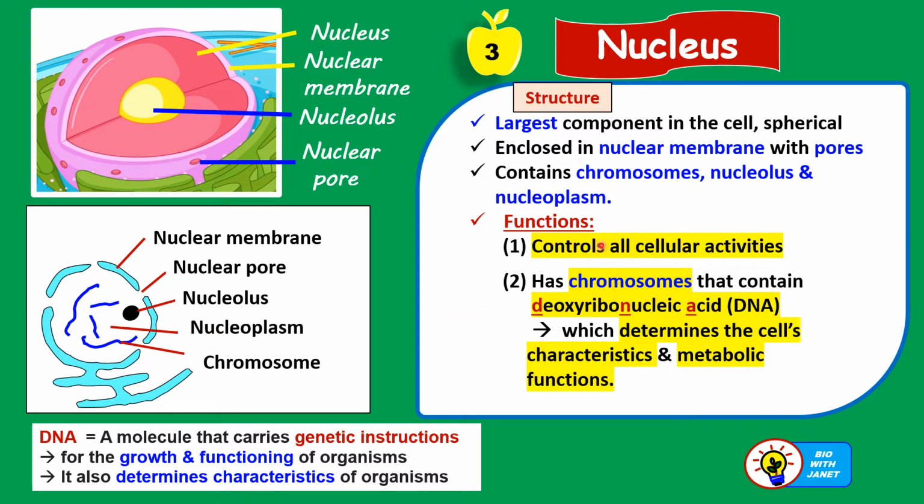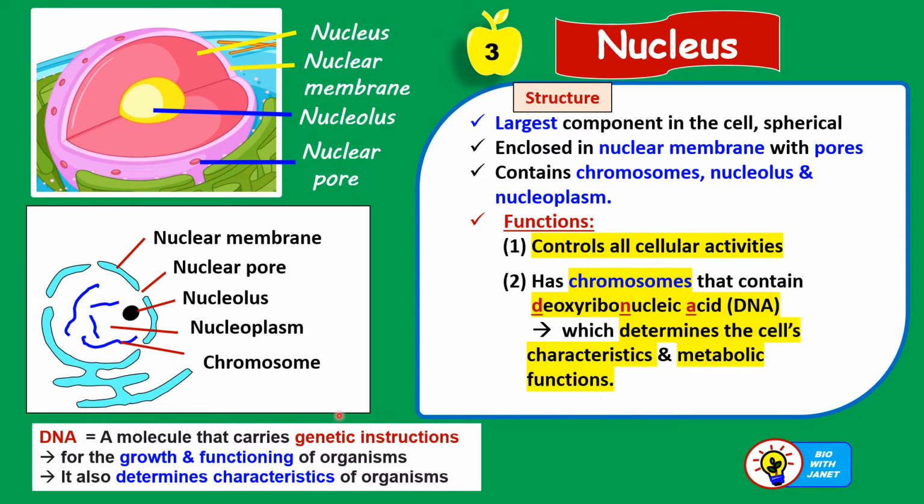Now, what are the functions of the nucleus? The nucleus is the big boss in the cell. It controls all the cellular activities in the cell, and apart from that, it has chromosomes that contain a molecule called deoxyribonucleic acid, an important molecule. In short, we call it DNA. D, N, and then A. This molecule determines the cell's characteristics and metabolic functions.